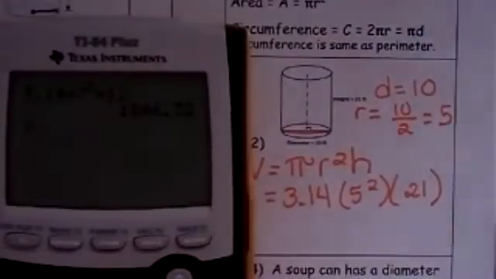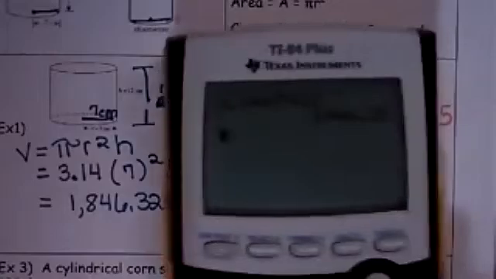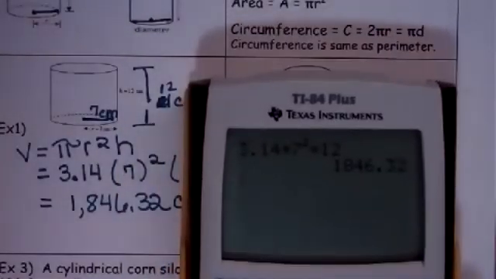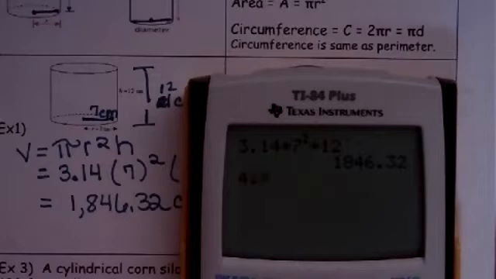It's smaller. Okay, so I'm going to grab my calculator right here, and we're going to type this in. So I'm putting in 3.14 times 5 squared times 21. And, oops, I put 4.14 instead of 3.14. So let me fix that real fast.